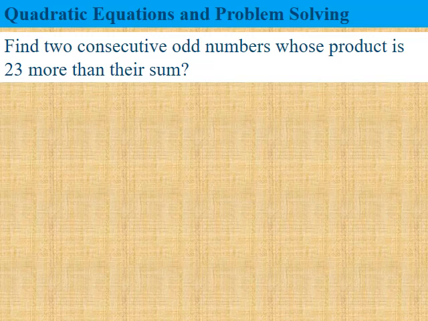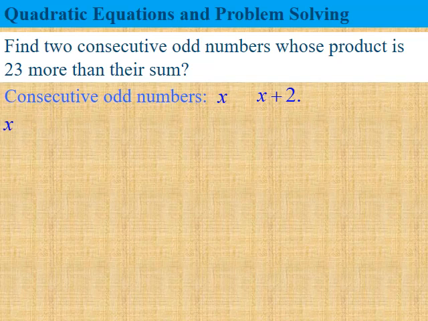What is the meaning of two consecutive odd numbers? So I can say that the first number is x, and the other will be x plus 2. Right. Their product, what is the meaning of their product? It means multiply each other. So x times x plus 2 equals 23 more than their sum. 23 more than their sum means we are going to get the sum plus 23. So equal 23 plus the sum. So sum equals x plus x plus 2. The two numbers x and x plus 2, their sum will be 2x plus 2.